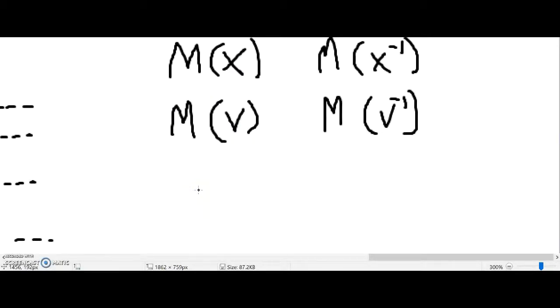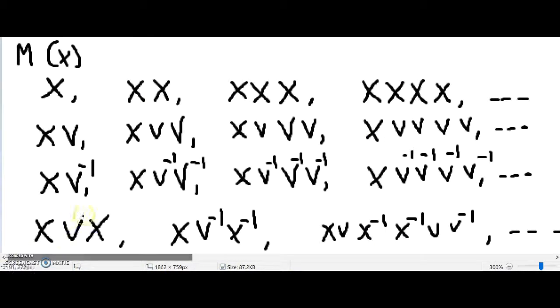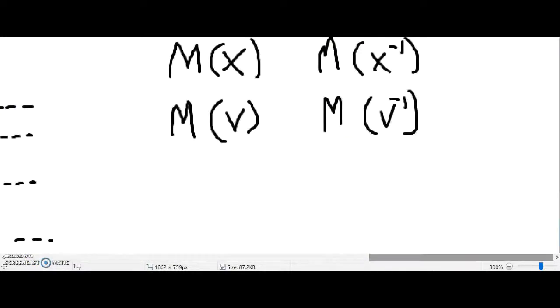Okay, so now we're going to break the group down into these four pieces, and we can think of MX as being all of the words that start with an X, and same for all the other three generators. So MX would look something like this. Here we have all the words that have only X's in them, but also words that have other generators in them, so long as they start with an X, and we don't have inverses next to each other, because they're all completely simplified.